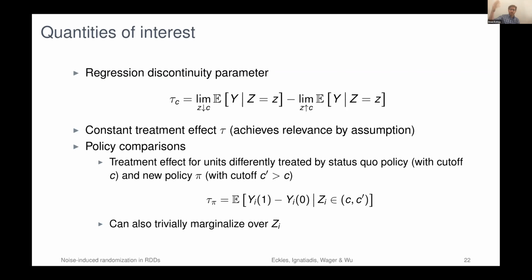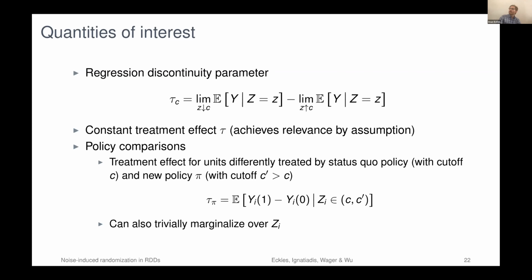So that quantity, we're going to think about as actually being this conditional average treatment effect for this subgroup defined by some interval on the running variable. You can also trivially think about marginalizing over Z, as you could compute some marginal contrast between two policies, as is common in the counterfactual policy evaluation literature. So I think that's one of the things that we like, this idea that we might want to go after these policy comparisons that are not just about these infinitesimal parameters.